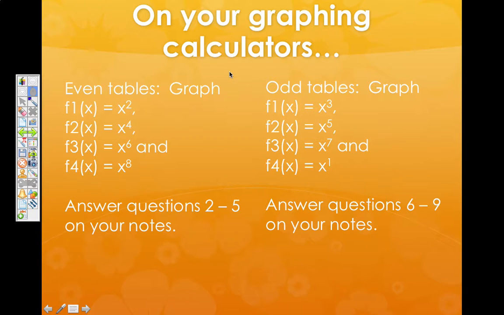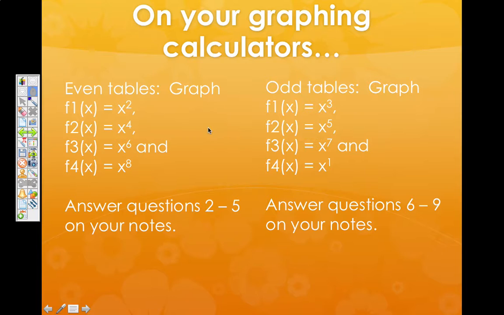So in class, here's the investigation we're going to do. We're going to break it up into tables. One set of tables is going to graph all the even functions, so x squared, x to the fourth, x to the sixth, x to the eighth, and then they're going to answer questions 2 through 5 in your notes, and we'll talk about those. The odd tables will graph the odd functions, and then also answer questions 6 through 9 in your notes, and then we'll answer those together.